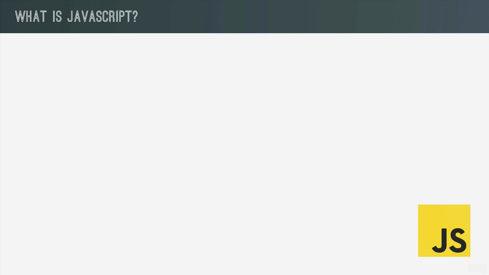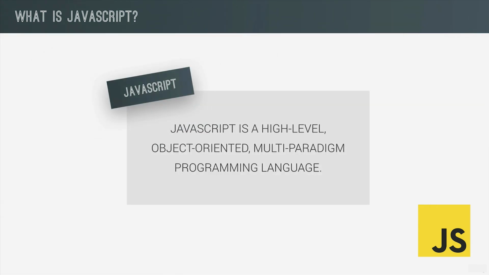So we can define JavaScript in many different ways. My definition is that it's a high-level object-oriented multi-paradigm programming language. And with that being said, can we move on to the next lecture now? Well, probably not, because what does any of that actually mean? So let's deconstruct this just a little bit to at least make some sense out of this.